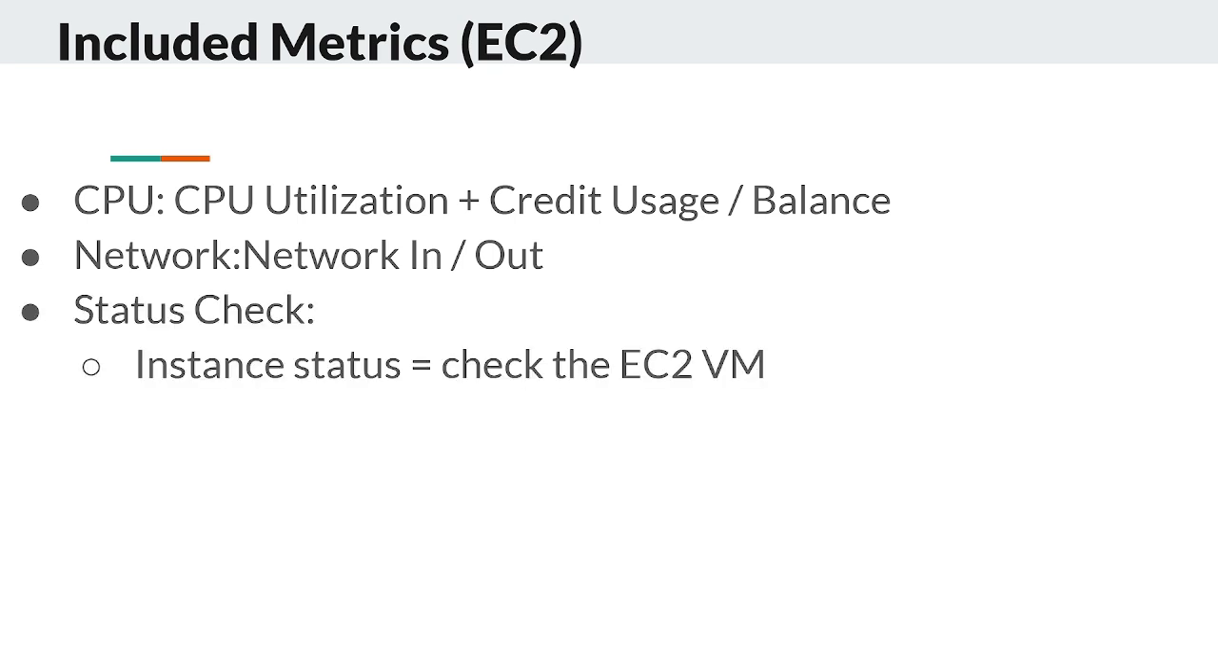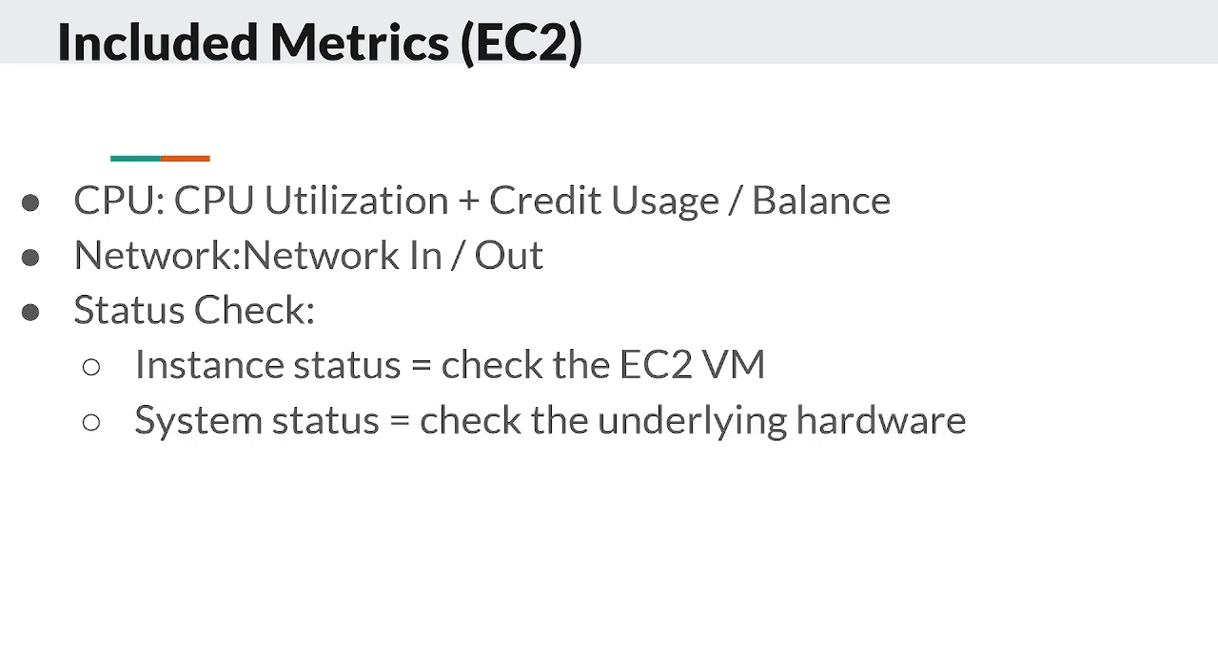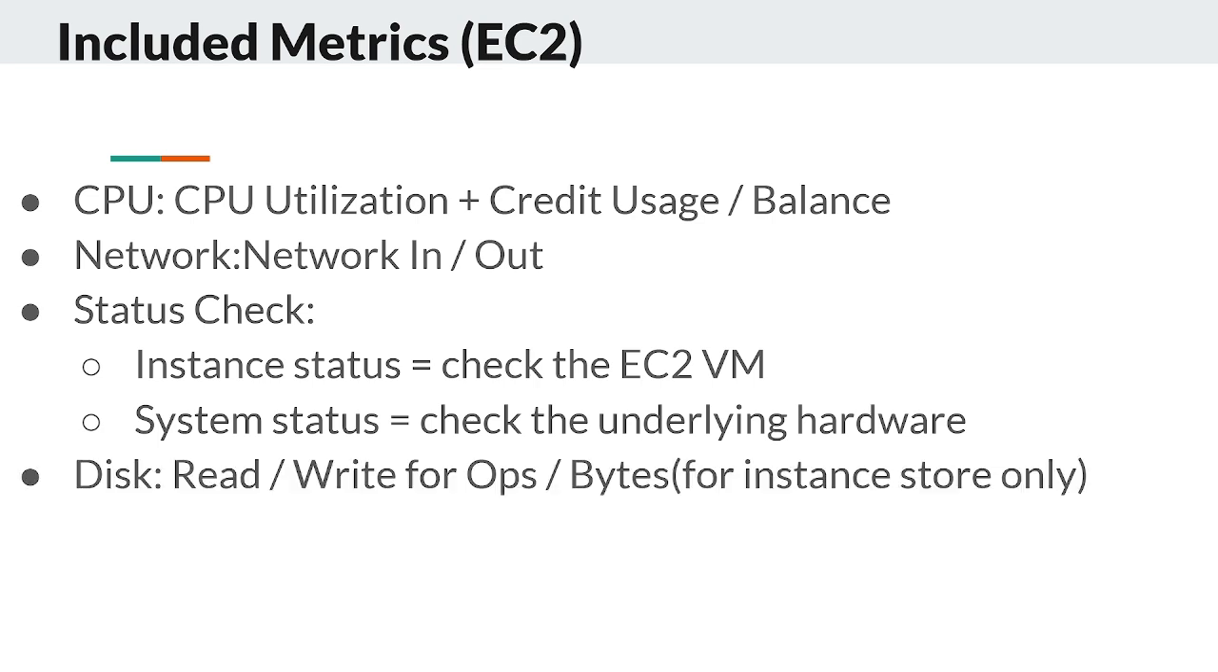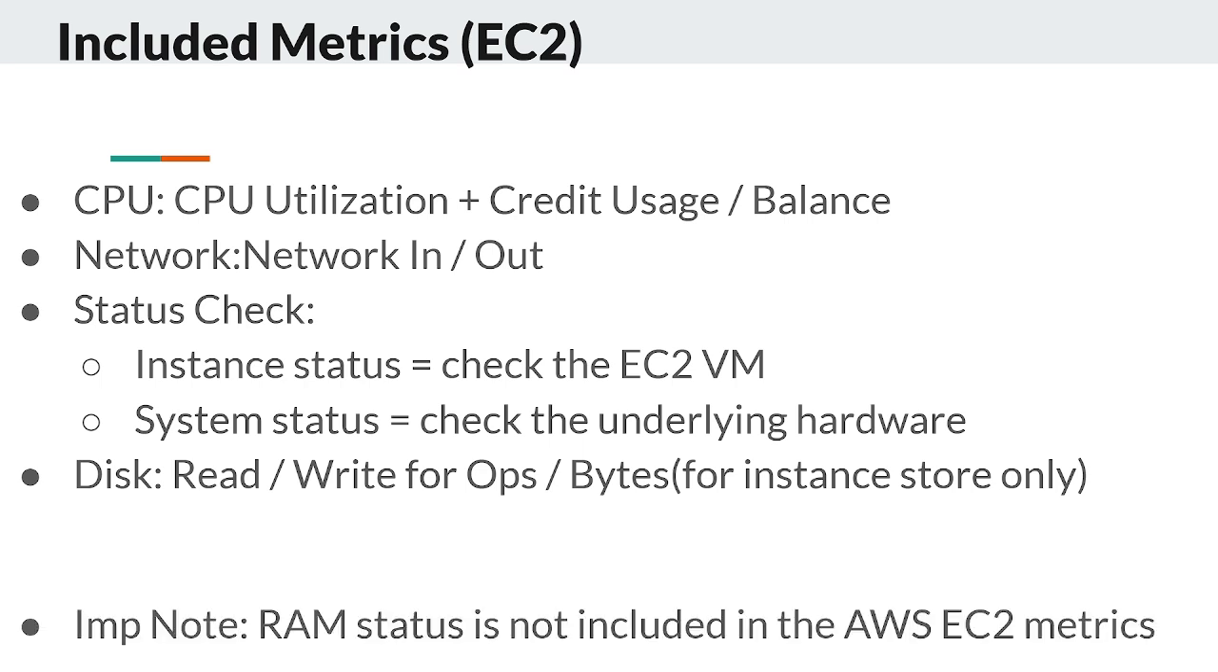Next is status check. Instance status checks the EC2 VM, your virtual machine, whether it is working correctly or not. Next is system status, which checks the hardware in which your instance is running, whether it is running correctly or has some problem. Next, disk read, write, and bytes operations are given to you by AWS. Important note: RAM status is not included in the AWS EC2 metrics. It is not there. Next, let's do some hands-on.